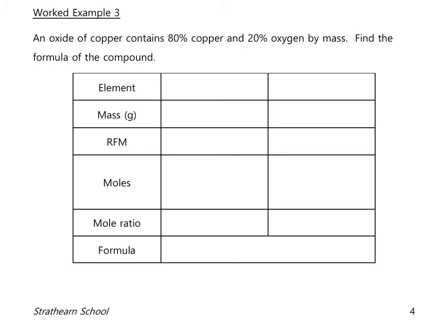Okay, so it says an oxide of copper contains 80% copper and 20% oxygen by mass. So if we were to assume that we had 100 grams, we would have 80 grams of copper and 20 grams of oxygen. So let's go with that. You can really choose any value. If you wanted, you could use 200 grams, in which case you'd have 160 grams of copper and 40 grams of oxygen. But I don't know why you would make your life any more difficult, and just stick with 100 grams and your percentages convert straight to grams.